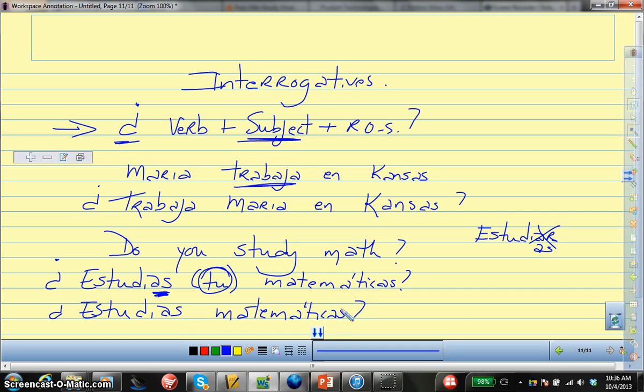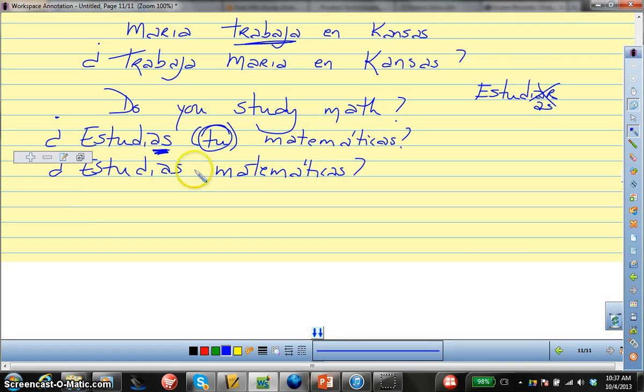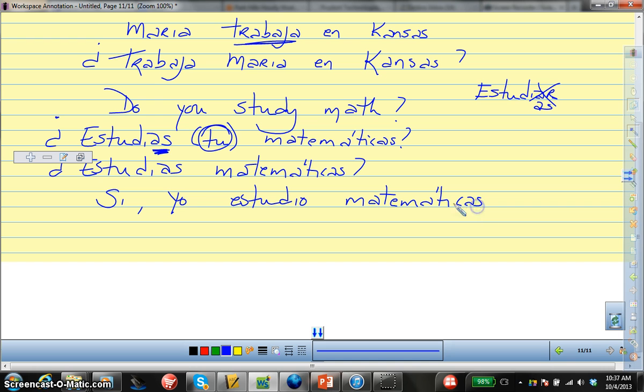Now, when someone asks you, do you study math? When you answer, of course, you're not gonna say, yes, you study math. You say, yes, I study math. So if I was to answer this question, I will either say, sí, yo estudio matemáticas, or if I don't, which actually I don't, no, yo no, always no in front of the verb, estudio matemáticas.